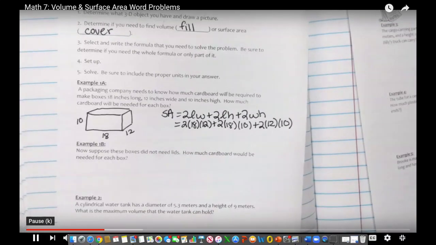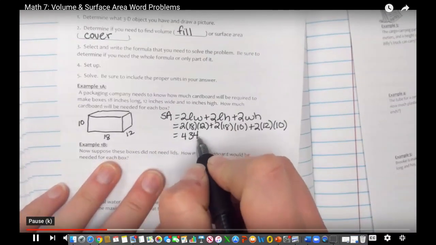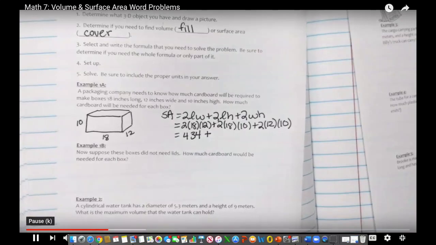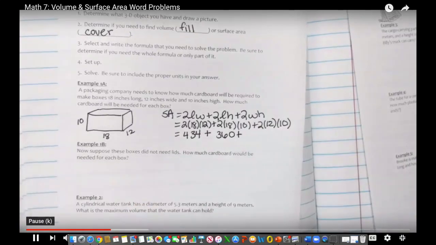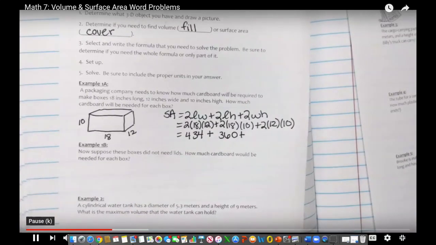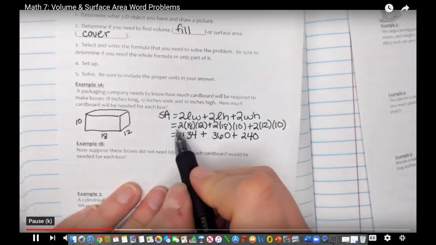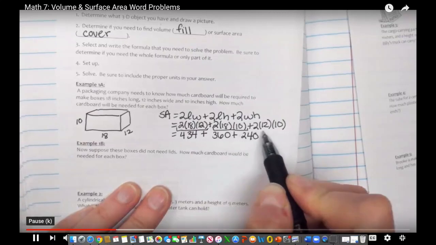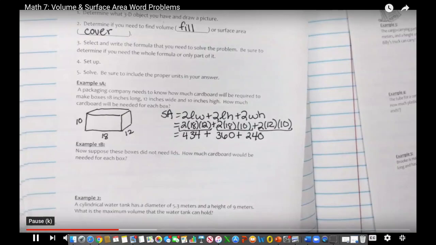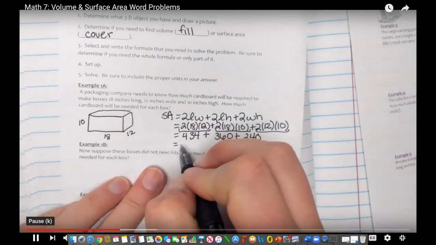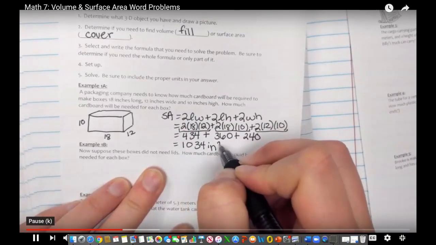So 2 times 18 times 12 gives me 434, plus 2 times 18 times 10 gives me 360, plus 2 times 12 times 10 gives me 240. So I did each one of these chunks separately. This one, and then this one, and then this one. Then I can add all those numbers together, and I end up with 1,034 inches, and it's surface area, so inches squared.